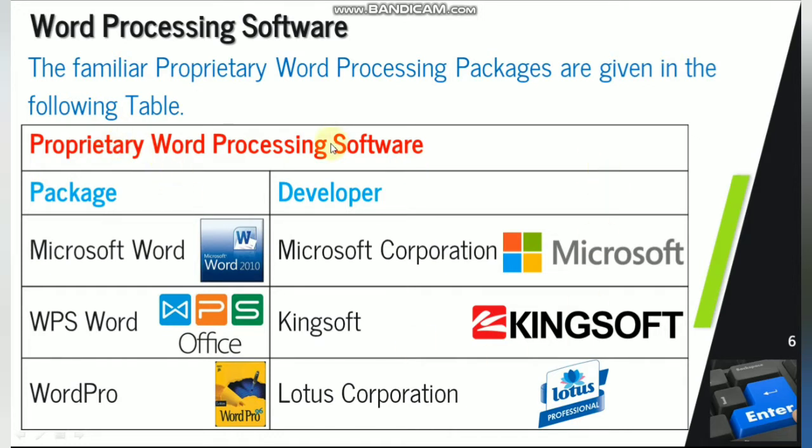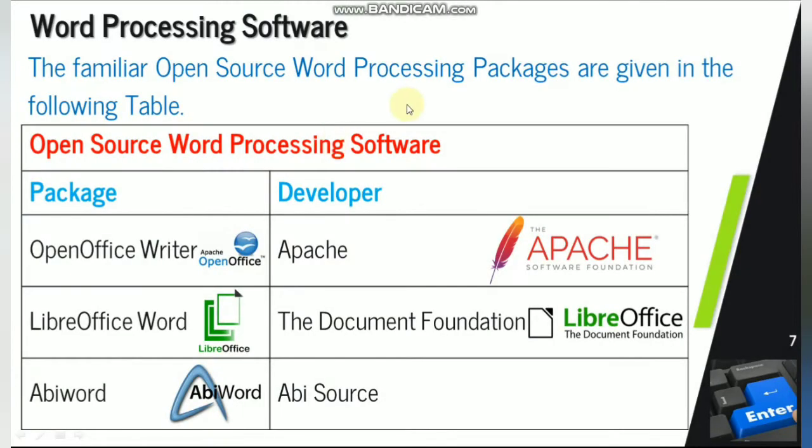Now let's see about open source software, and these are some of the open source software which are free of cost. Here we see Open Office Writer, which we are making use of in our 11th standard. It was developed by Apache company. Then LibreOffice, developed by the LibreOffice Document Foundation, and AbiWord, which is developed by AbiSource. Clear?